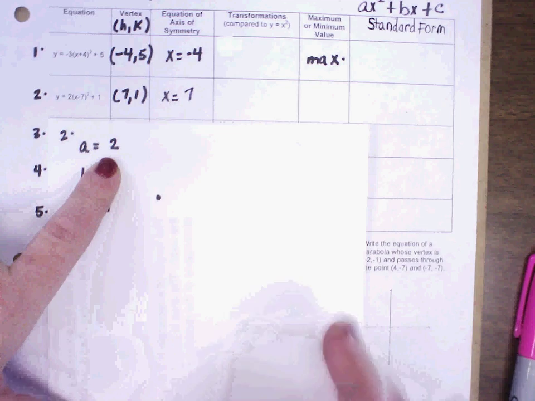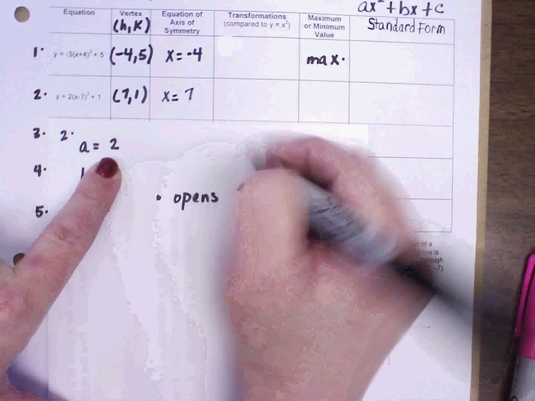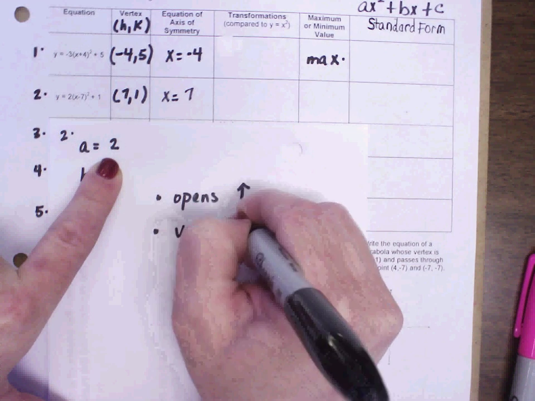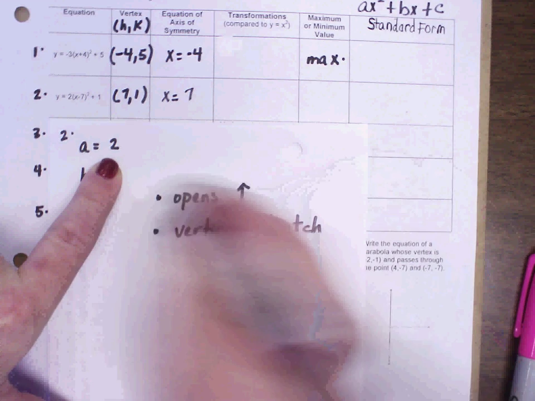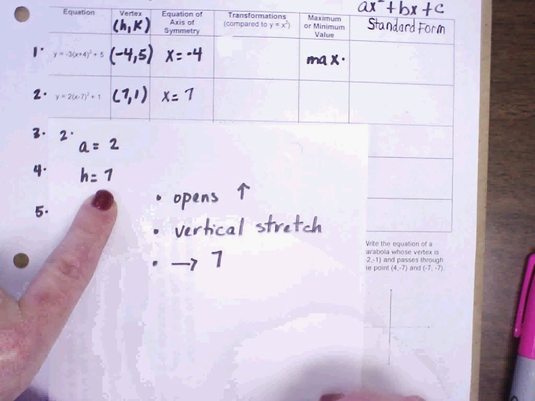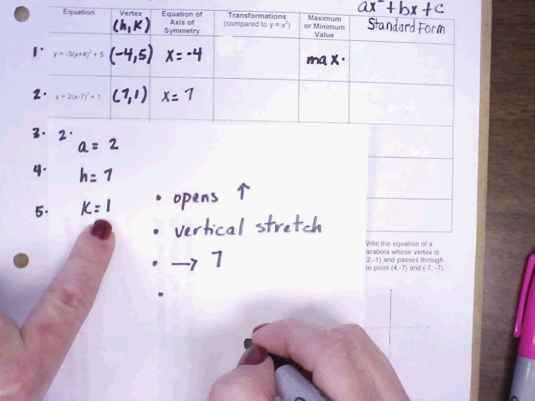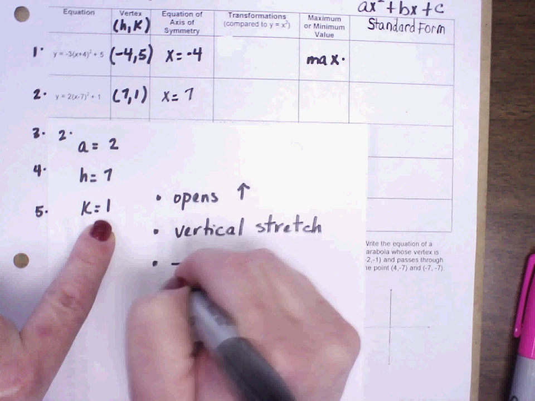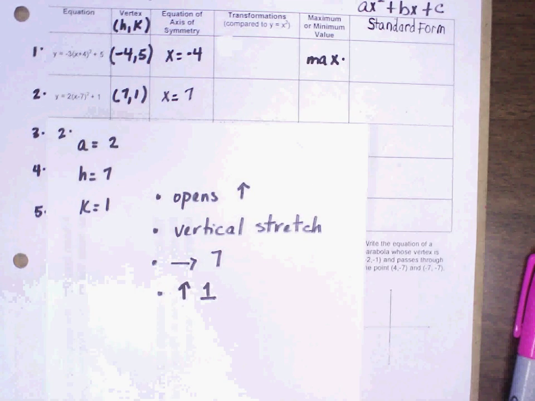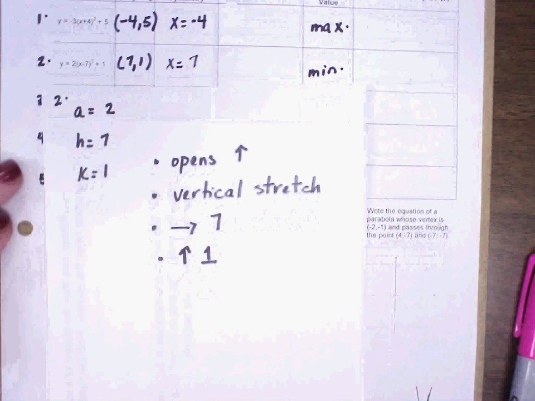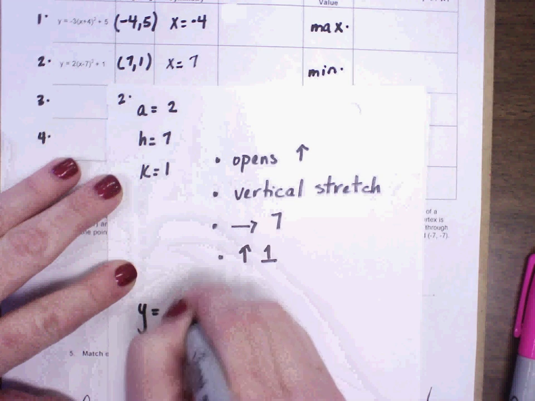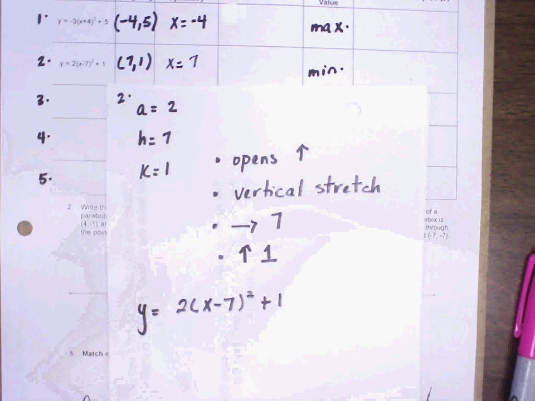This tells me that it opens up. Okay, vertical stretch or horizontal compression? Vertical stretch is bigger than 1. All right, the H equals 7 tells me that it moves to the right 7 units. And K equals 1. It moves up 1. Very good. Good job, babies. All right, does this have a maximum or a minimum? A minimum because it opens up. Very good. So min. Right? Yes? All right, so now all I gotta do is change it to standard form. So we're gonna do a box.